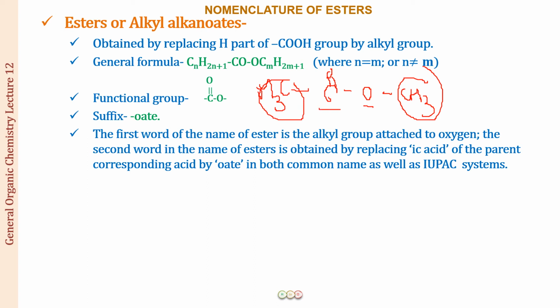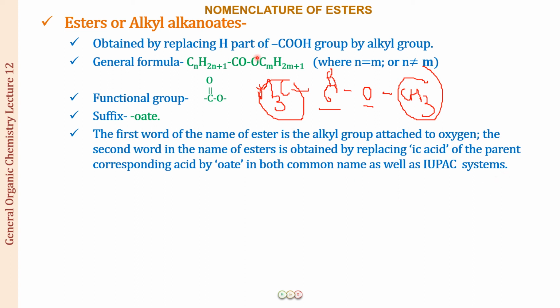So what you will be doing in the name of the compound is that the first word of the name of the ester is going to be the alkyl group which is attached to the oxygen. So if we have a methyl group attached to oxygen, this is going to be this part, right? So the CmH2m+1 attached to oxygen is going to be the alkyl group. The second word in the name of the ester is going to be obtained by replacing the ic acid of the parent corresponding acid by oate, in both the common name as well as in the IUPAC name, right?